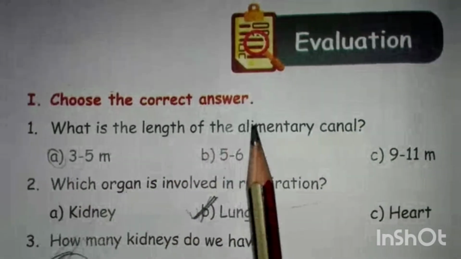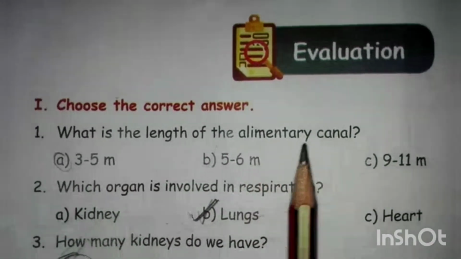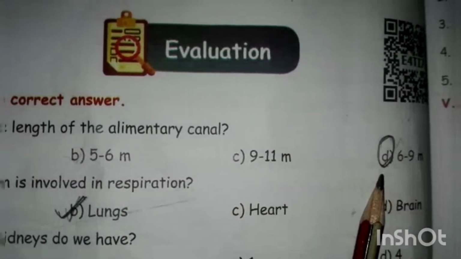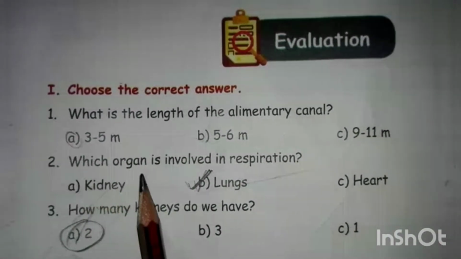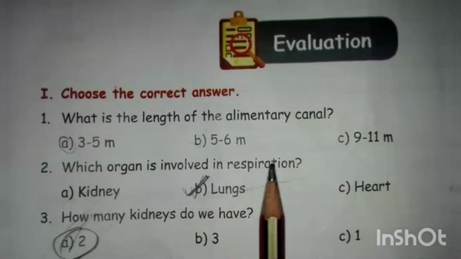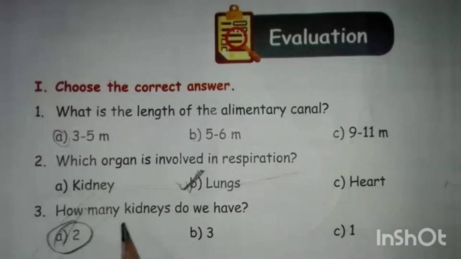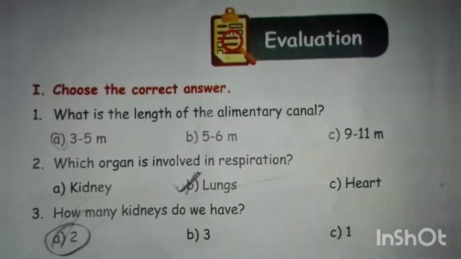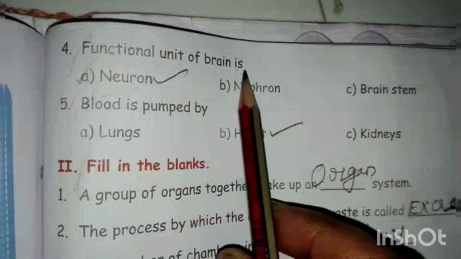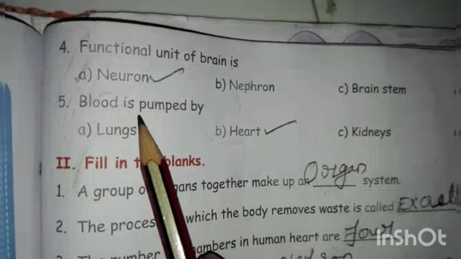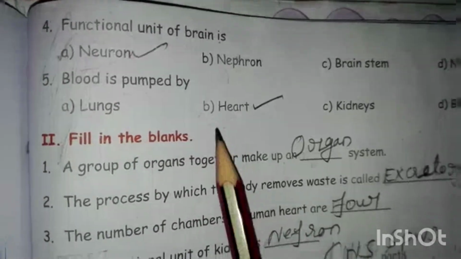What is the length of alimentary canal? Answer is D, 6 to 9 meter. Then which organ is involved in respiration? Lungs. How many kidneys do we have? 2. Fourth one, functional unit of brain is neuron. Blood is pumped by heart.